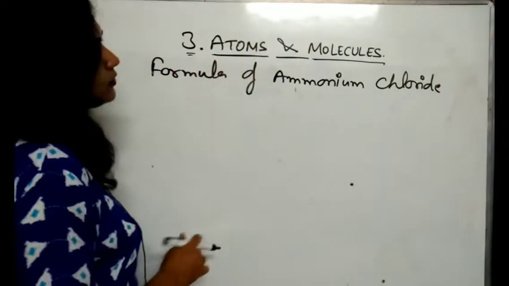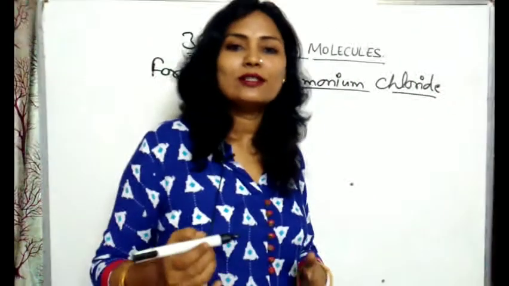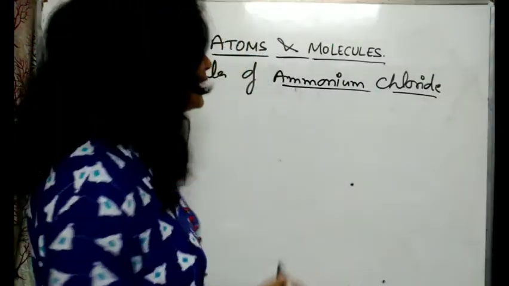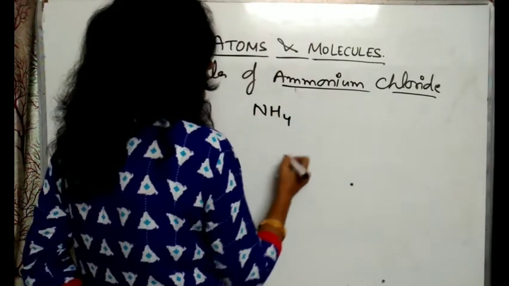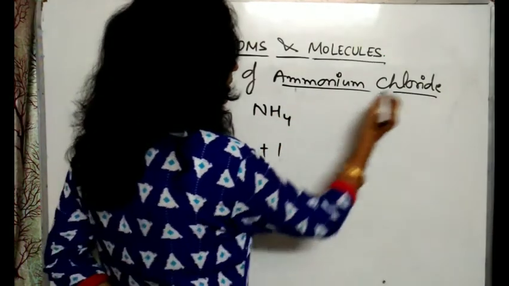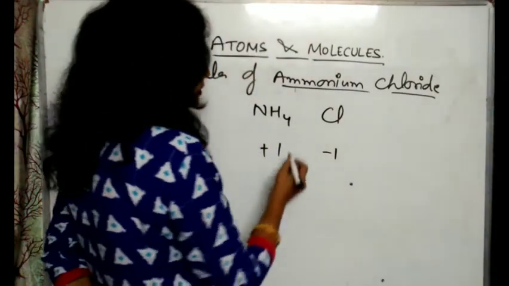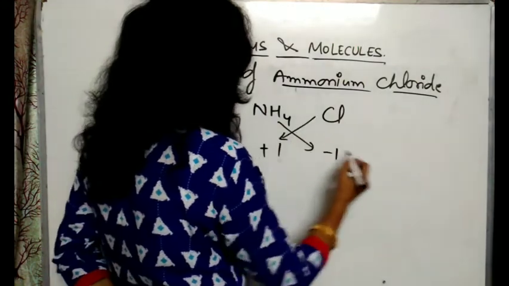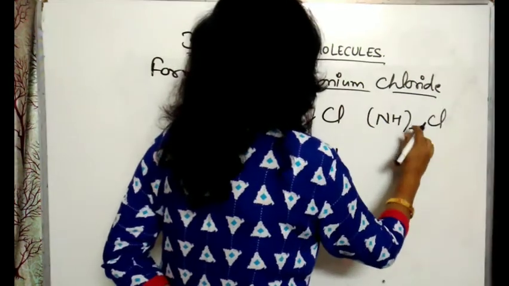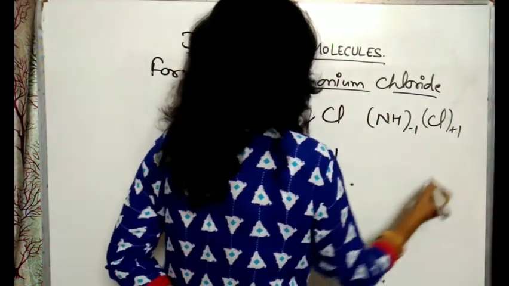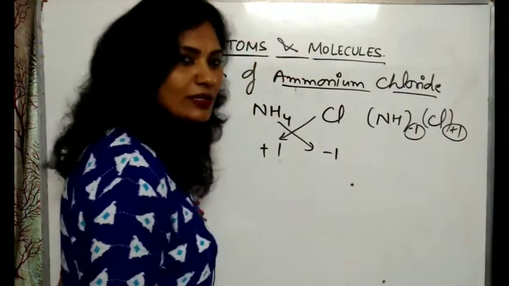Now we can write the formula of ammonium chloride. So ammonium ion has, what is that formula? NH4 positive, it means its valency is 1. Chloride Cl, its valency is -1. Okay, now what we will do? Cross over the valency. You will write NH4 -1 and chlorine +1. Now ignore 1 and ignore the plus and minus sign.